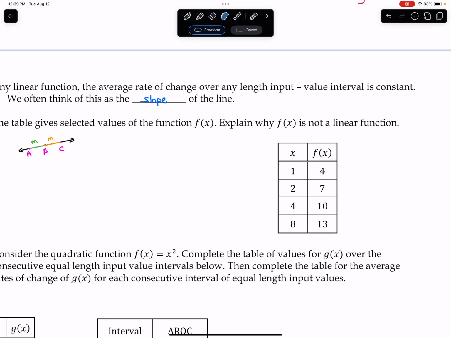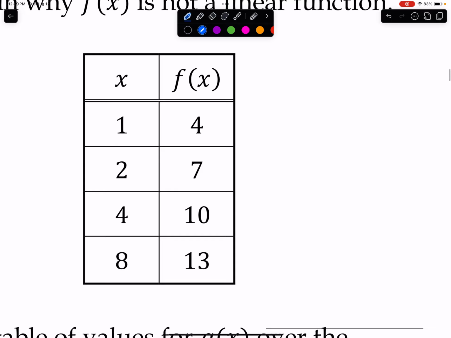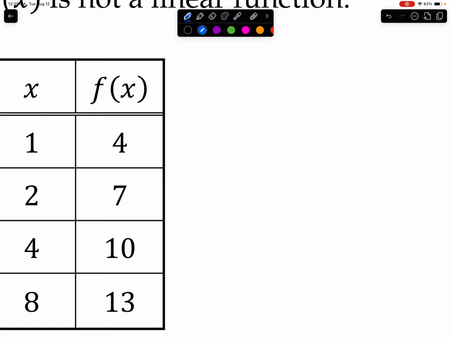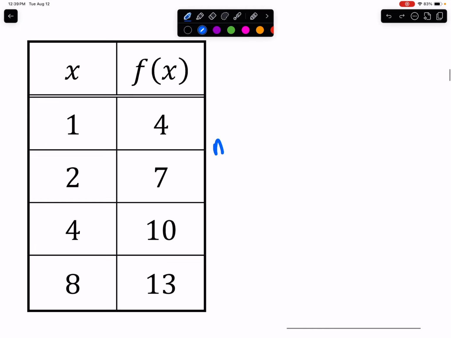Starting off, I know there's an easier and probably quicker way to do this, but once again, I'm going to use average rate of change. I'm going to do from 1 to 2. So my average rate of change is f of 2 minus f of 1 over 2 minus 1.